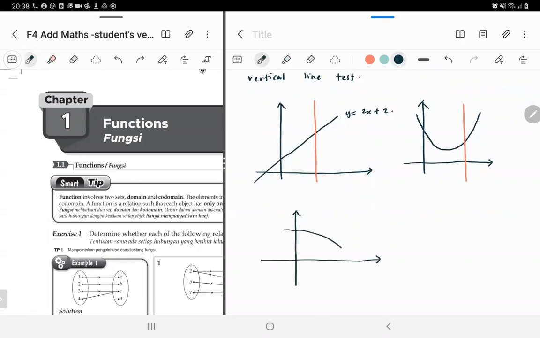Okay, we do the vertical line test. Will it be a function? No. Okay, so this one is not a function because it crosses the graph at 2 points. Okay, and then for the first one and the second one, they cross the graph at 1 point only. So this one will be a function, and this also a function, then this is not a function.